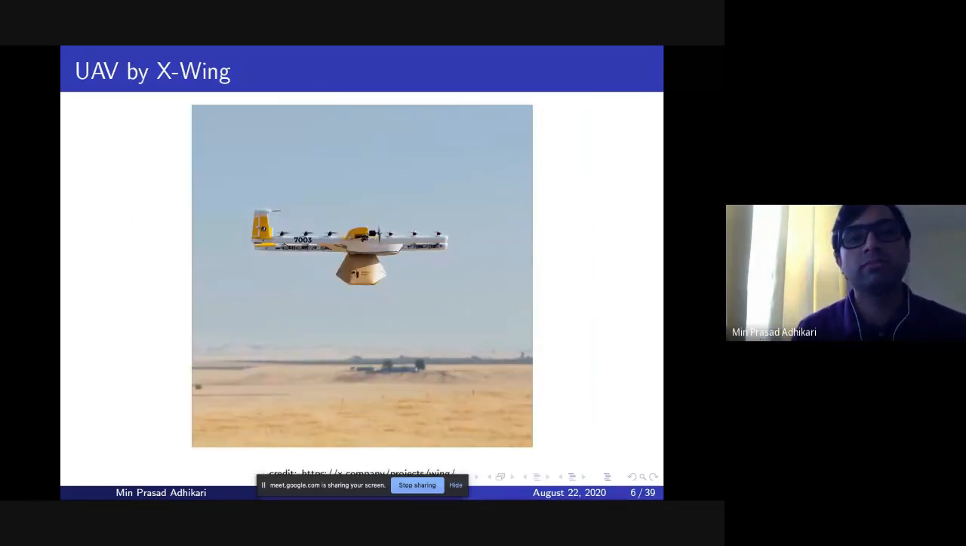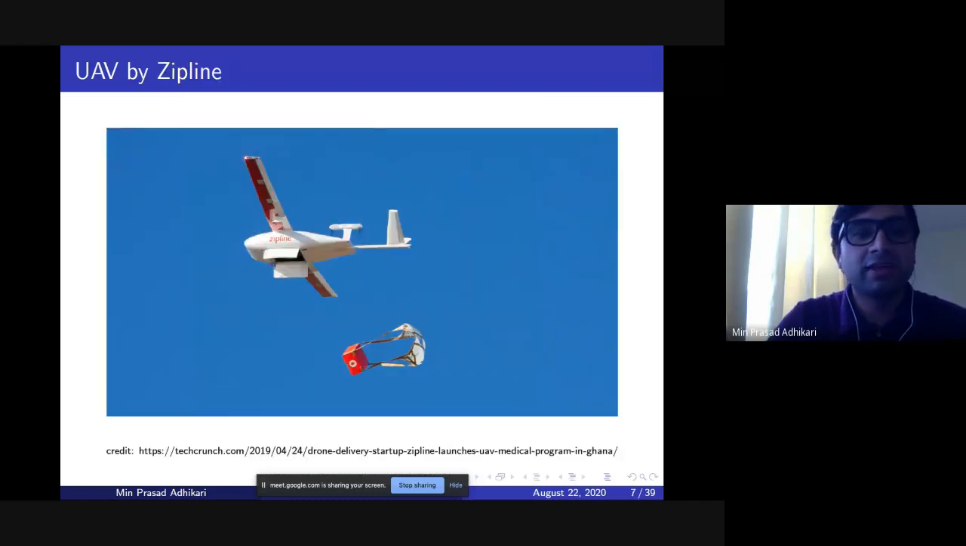And this is the UAV by X-Wing. They have already started delivering coffee from local coffee stores to the public, somewhere in remote parts of Australia, I guess. I forgot the name of the place. Maybe Sudhita knows more about it. I like this example, not only because of its application but also because of its range. I've heard that they are already capable of delivering parcels up to 120 kilometers, which is a really good thing.